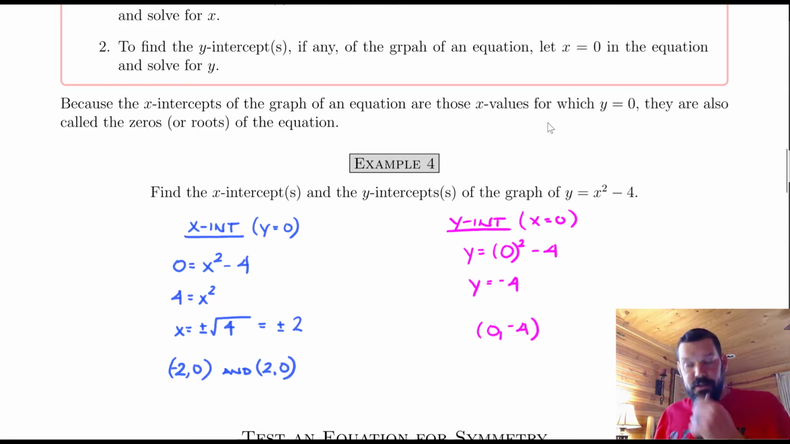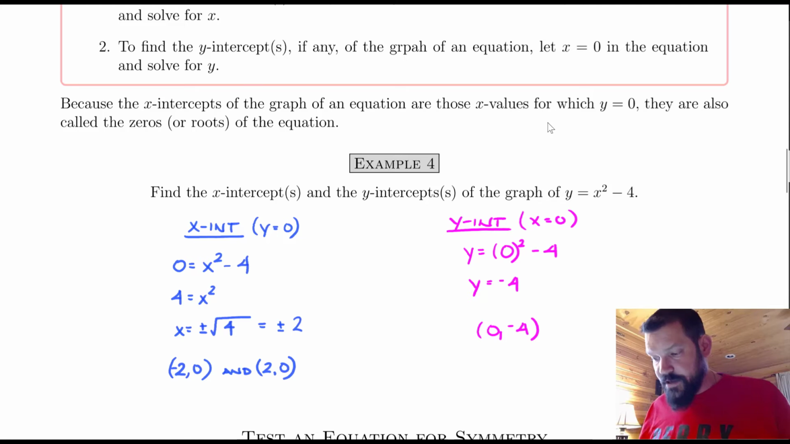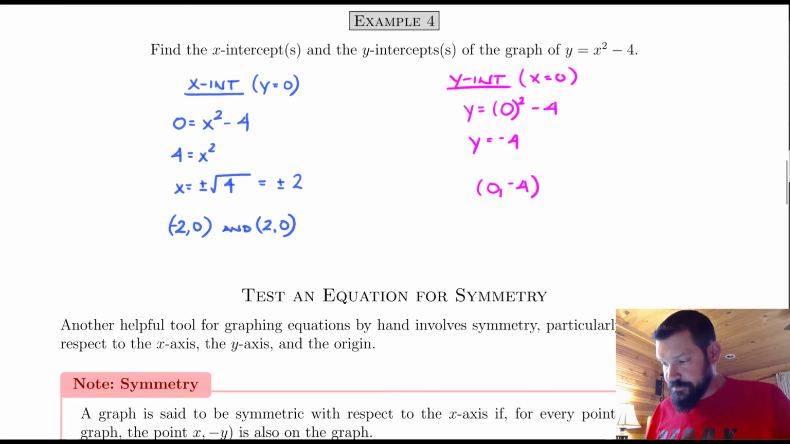So we found all 3 intercepts for this graph, the 2 x values and the 1 y value. And that's all you have to do. That's algebraically how you find x and y intercepts. So I hope that was pretty clear.